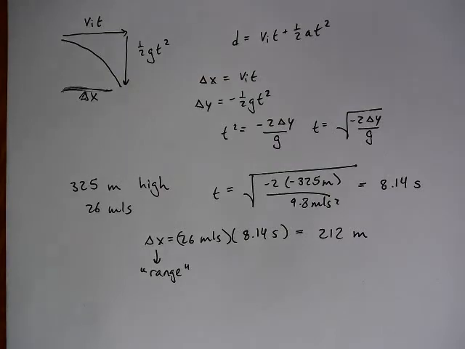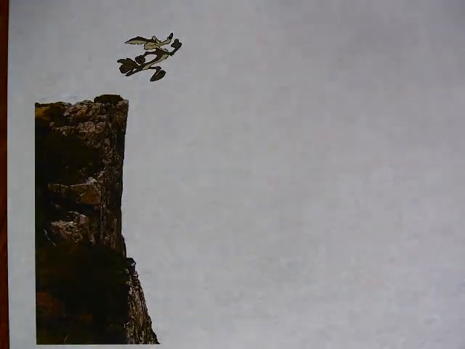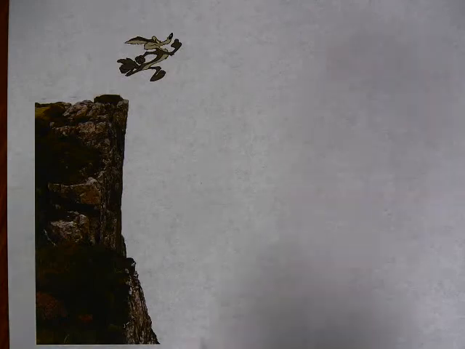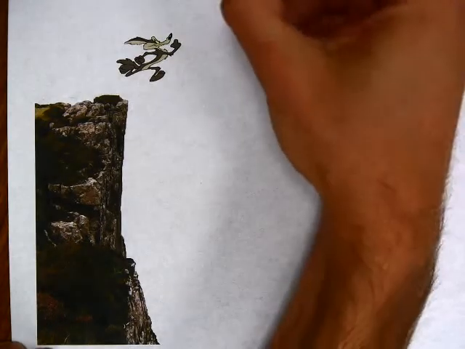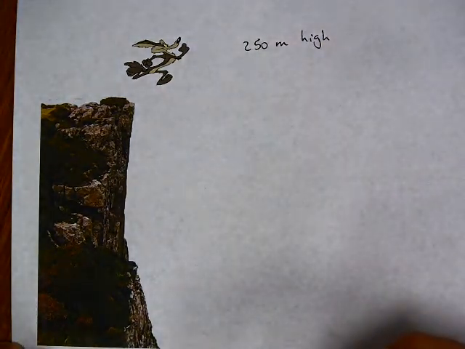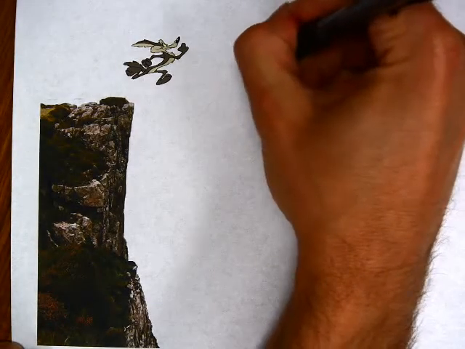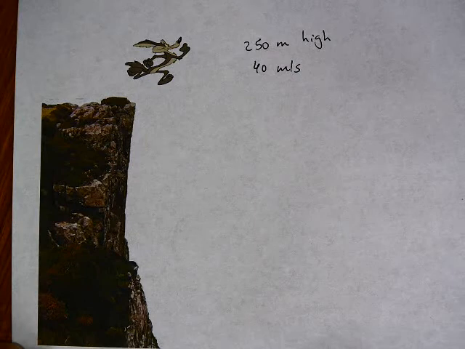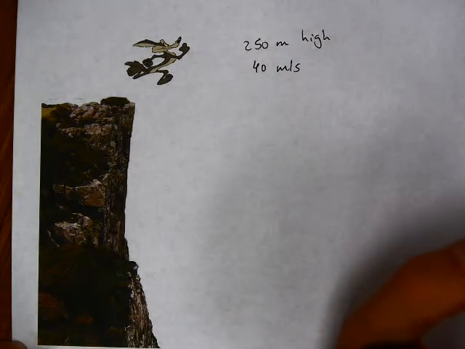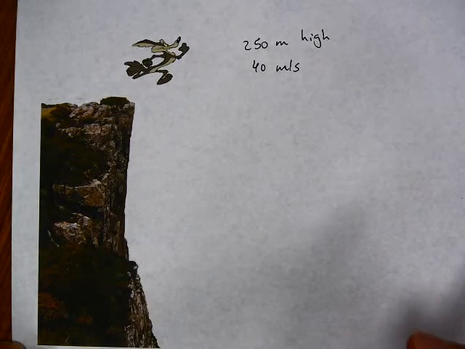Let's look at an example. All right, we have a coyote that is running off a cliff. Crazy. Let's say the cliff is 250 meters high. And the coyote is going 40 meters per second. That's pretty fast, but for cartoons it's okay. 40 meters per second to the right. This guy happens to run off cliffs a lot. Not too bright, but we'll start here.